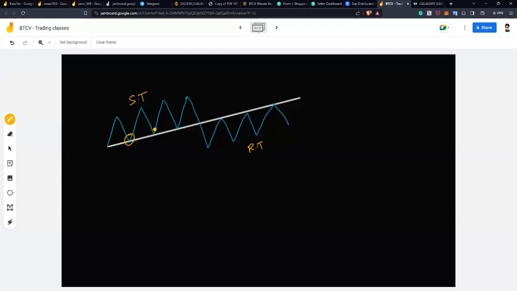Why? Because till here we are getting support, right? And once the market drops below this trend line, now the trend line is acting as a resistance. So it can be a single trend line which can act as both support and resistance. Usually, if we have a trend line which is moving in the upward direction like this, we call it an uptrend line.